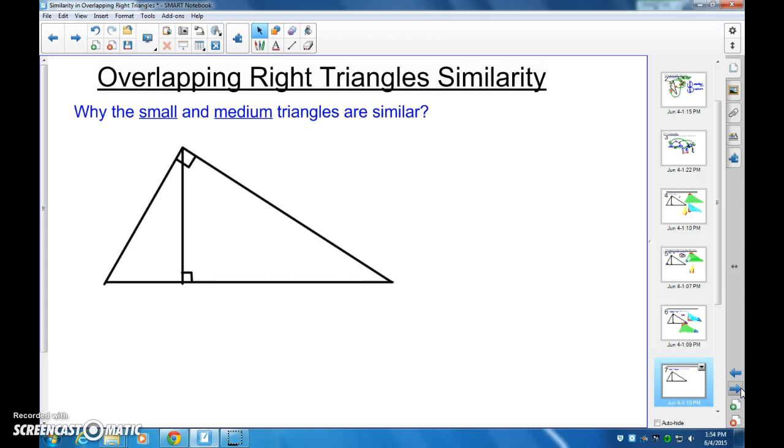So why are the small and the medium similar? I am not going to try and do it the same way I did before because here's the issue. You have that and you have here. And right now, no angle is being shared by both of them. Notice there's no overlap here. It's a yellow, it's a blue, they are separate.